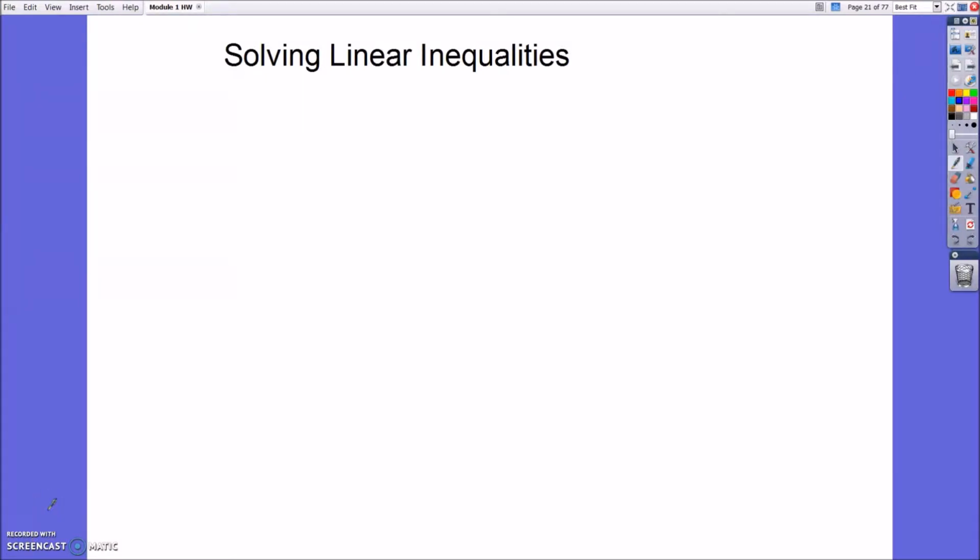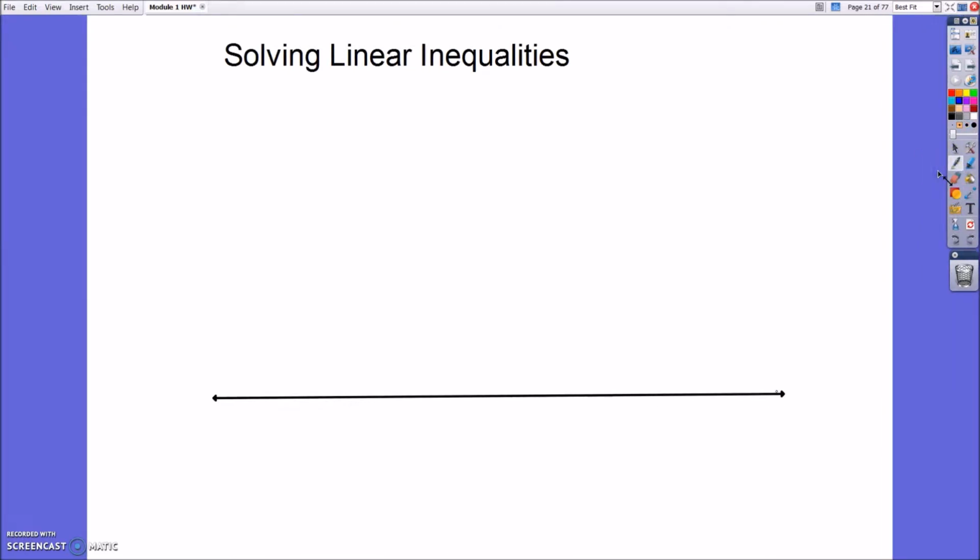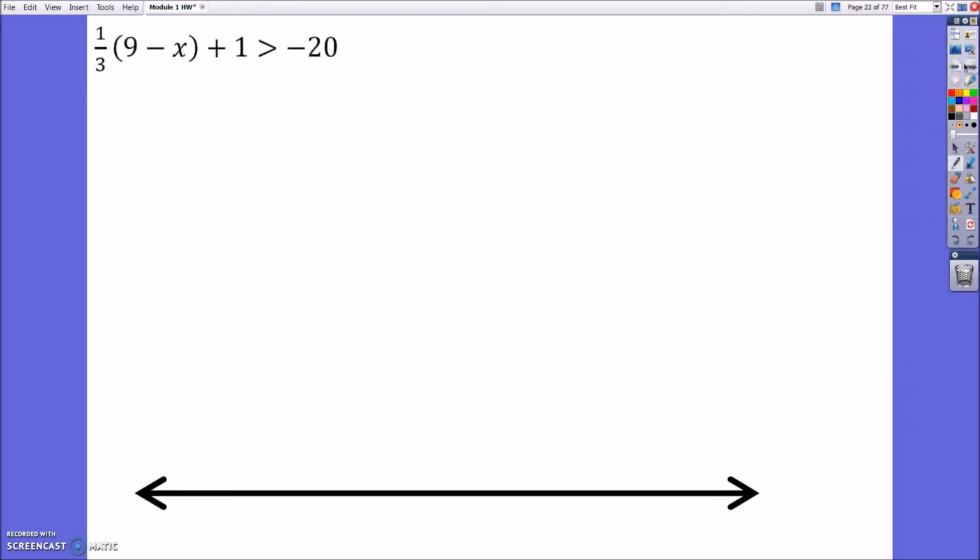Hey guys, what we're going to be doing today is looking at solving linear inequalities. First off, the difference between an inequality and an equation is that the inequality has the greater than or less than. We usually have a graph like this, a line graph, and we have to shade greater than, less than, or greater than or equal to, less than or equal to. So let's go ahead and jump in and look at a few examples.